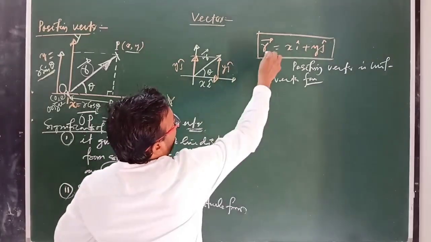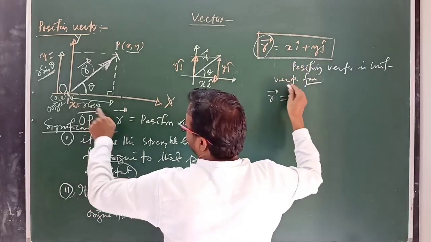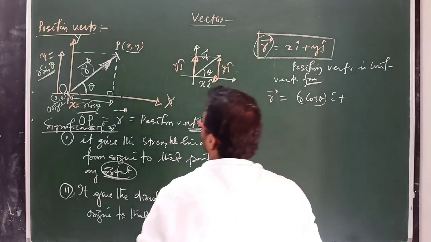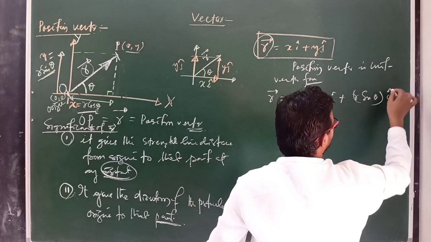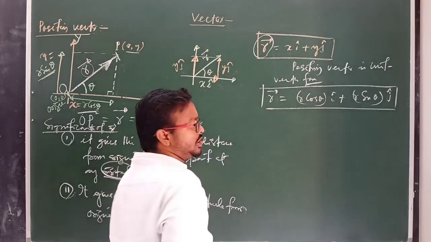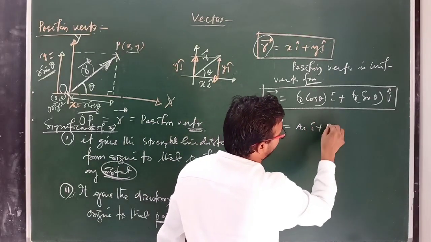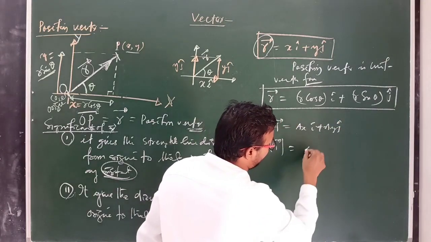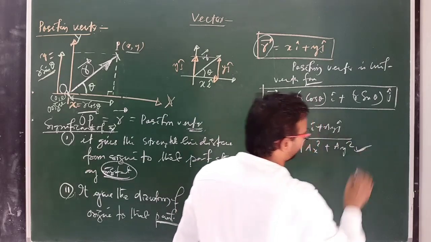Can we find the magnitude of this position vector? Okay, so R vector is equal to what? X here is R cos theta, R cos theta i cap plus y, R sin theta j cap. Clear? This is known as the position vector. So remember one thing: suppose this is vector A equal to ax i cap plus ay j cap, then its magnitude is the square root of ax square plus ay square. We already discussed this relation.